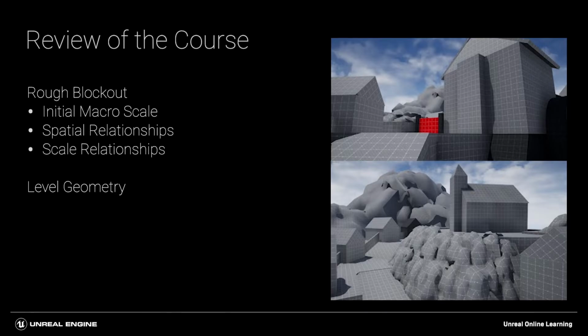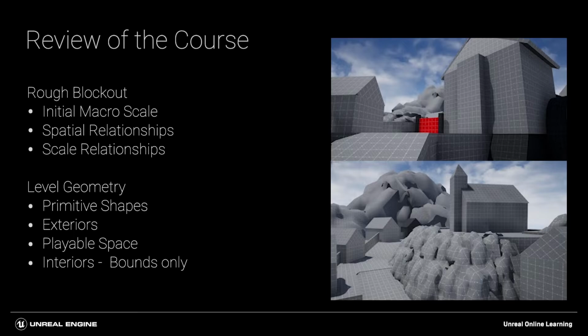And when we built the level geometry, we used primitive shape meshes from the starter content, and we used it to build the exteriors and also the playable space. Often at this stage, we just laid out the player path, the walkable areas throughout the level. And interiors at this stage were boundaries only. We tried to establish mainly just the footprint of the buildings in the world.